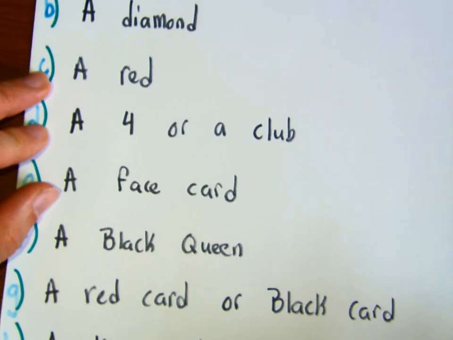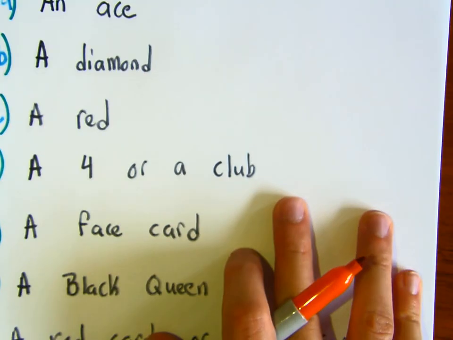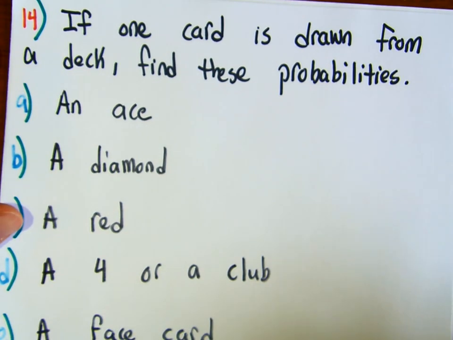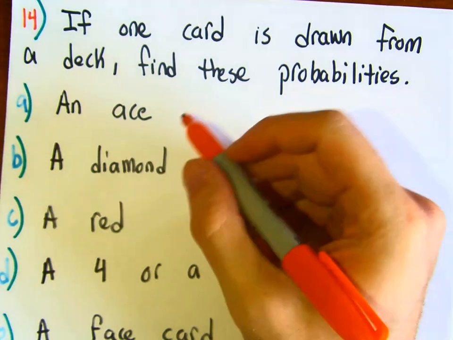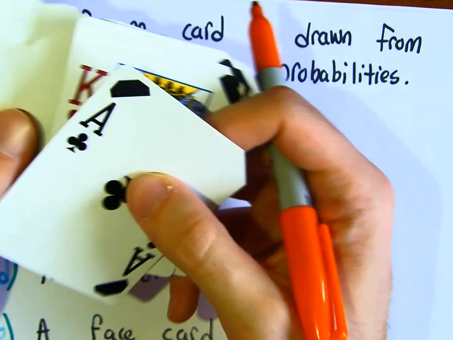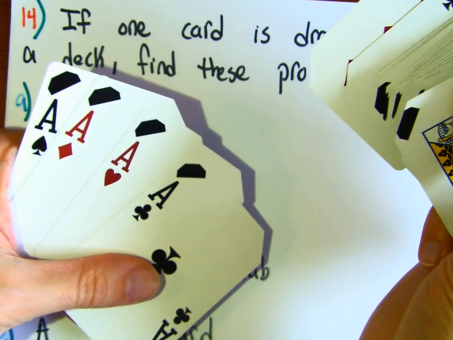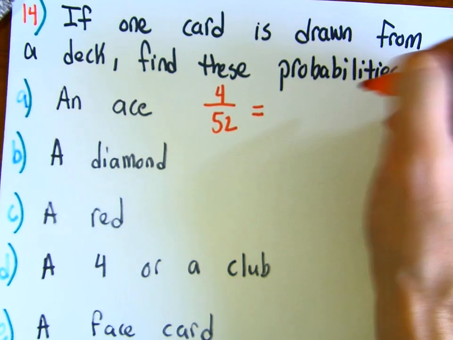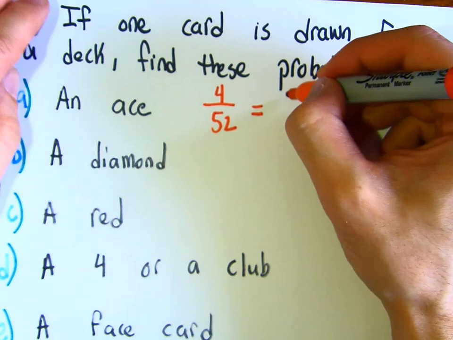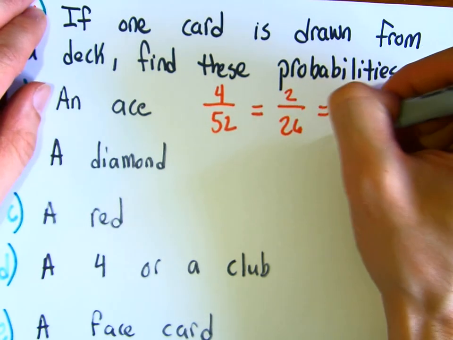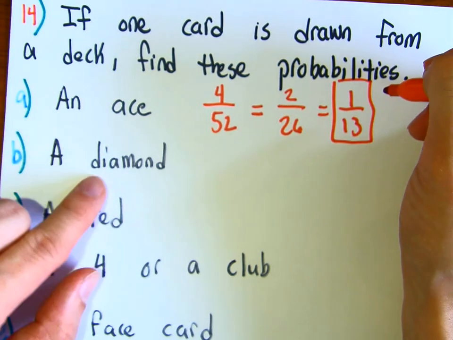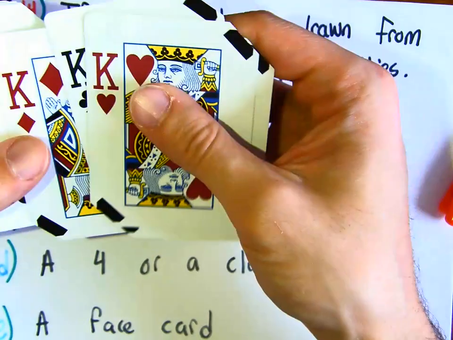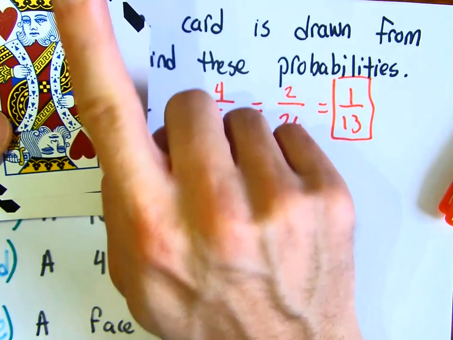Let's try the last one. Here, if you have a deck of cards, what is the probability of getting an ace? Notice how many aces are in the deck. There are 4 aces, and there are 52 cards in a deck. So notice, what's 4 over 52? That's 2 over 26, which is 1 over 13. Okay? How many diamonds are in the deck? Ooh, that's a good one. So here, if I took out all the diamonds, notice there's 1 of each suit.